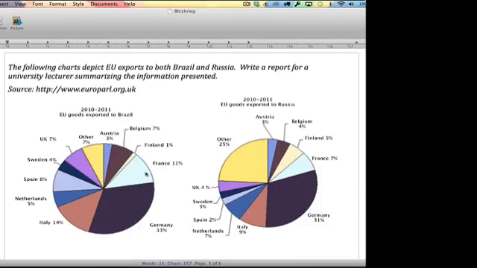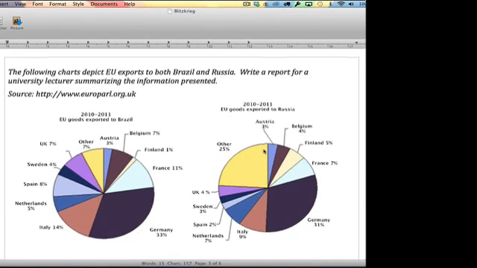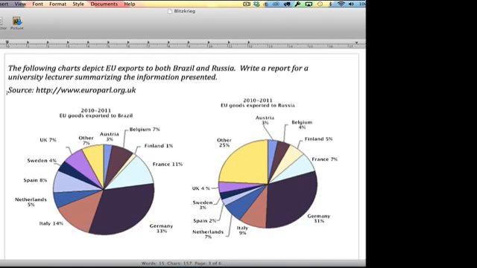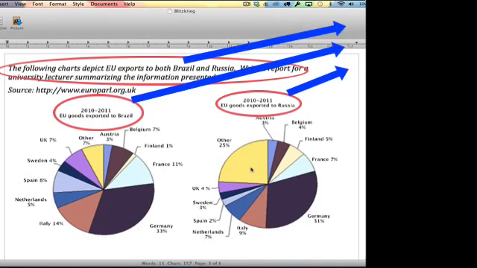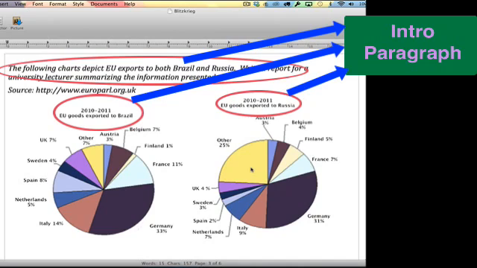Now, in our instance here, we are comparing quantities of EU export goods to Brazil and to Russia. Okay, so it reads, the following charts depict EU exports to both Brazil and Russia. Write a report for a university lecturer summarizing the information presented.